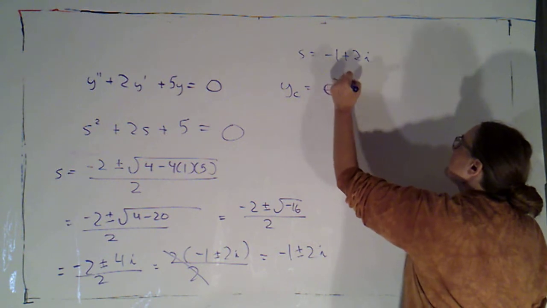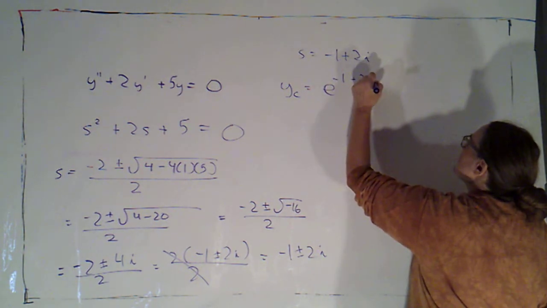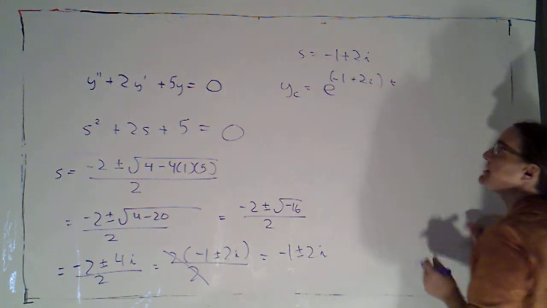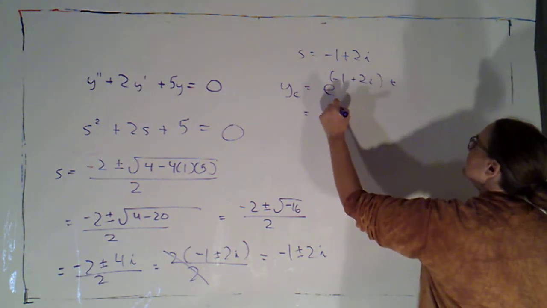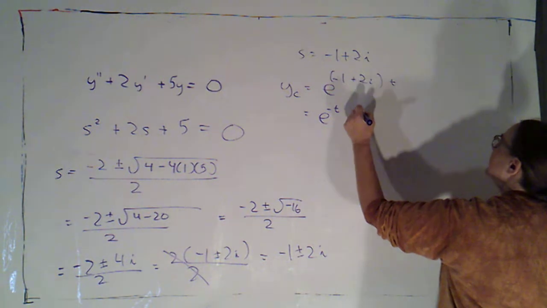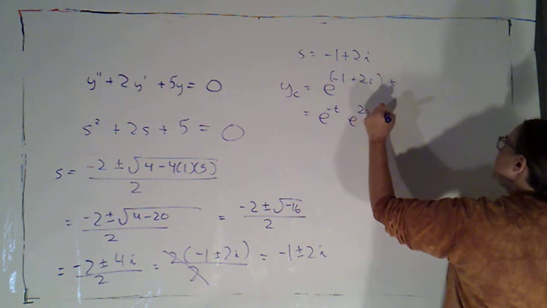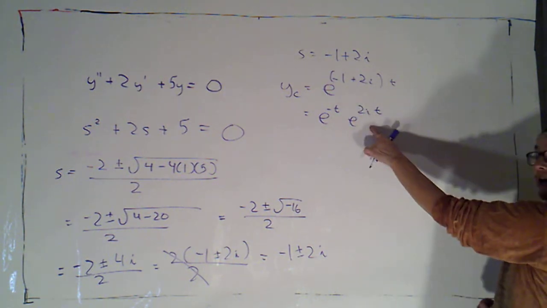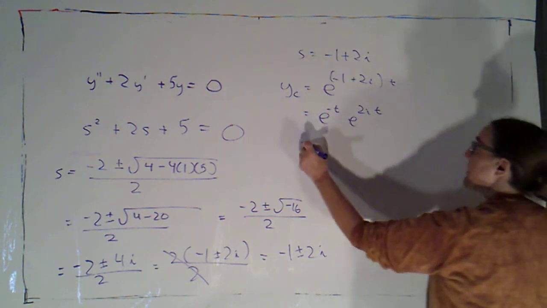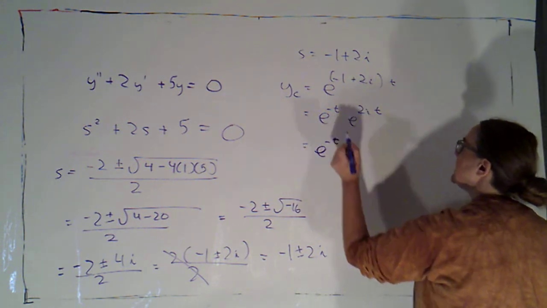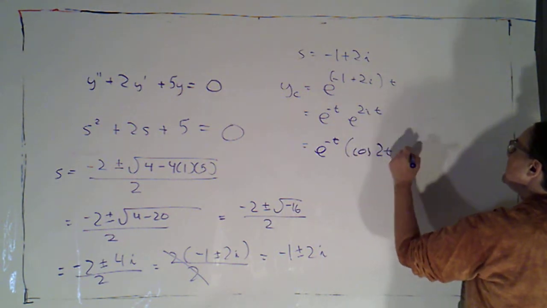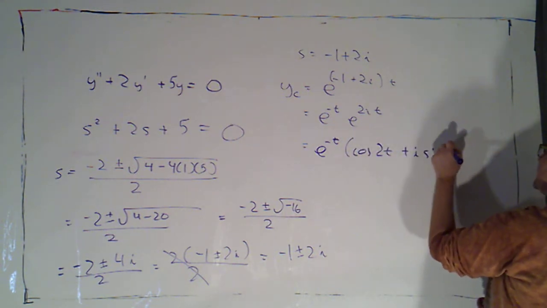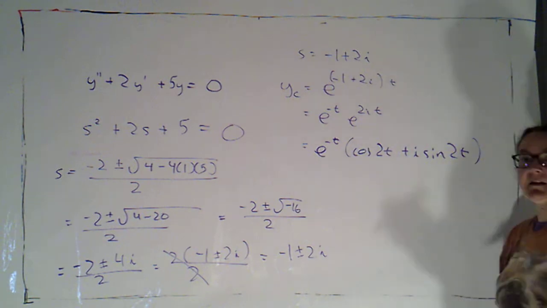and then I can say a complex solution is going to be e to the negative 1 plus 2i times t, which would be e to the negative t times e to the 2it, and I can apply Euler's formula to this imaginary part. So e to the negative t times cosine of 2t plus i times sine of 2t.